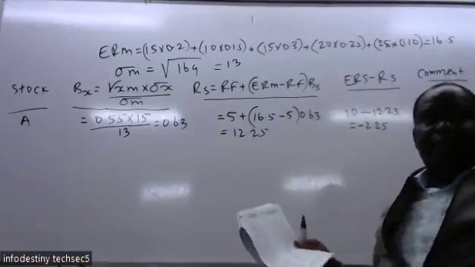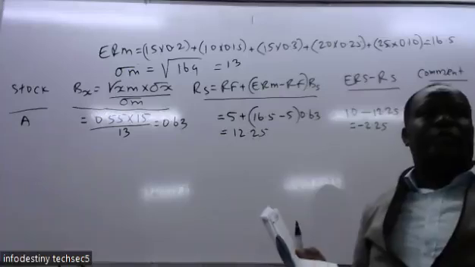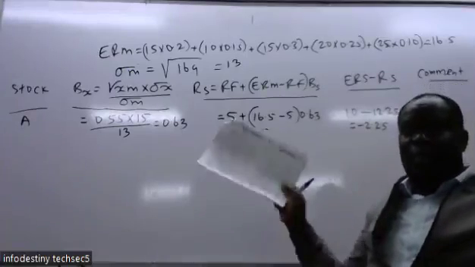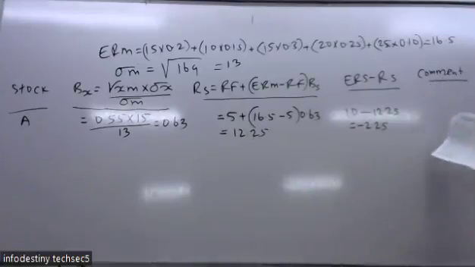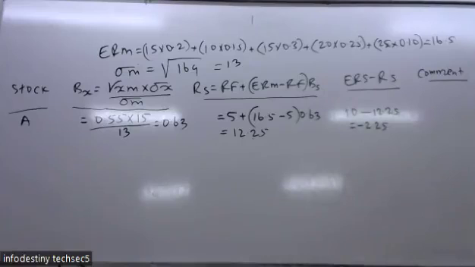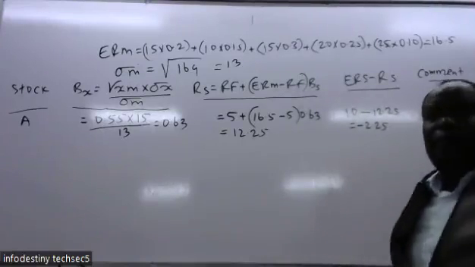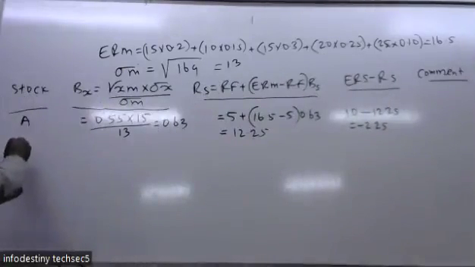First we calculate for all of them, then we comment whether to change the composition or not. So that is now for stock A. Stock A is inefficient or overvalued because it is giving you less return than the market, and because of that it is overvalued by the market. So we go to stock B.